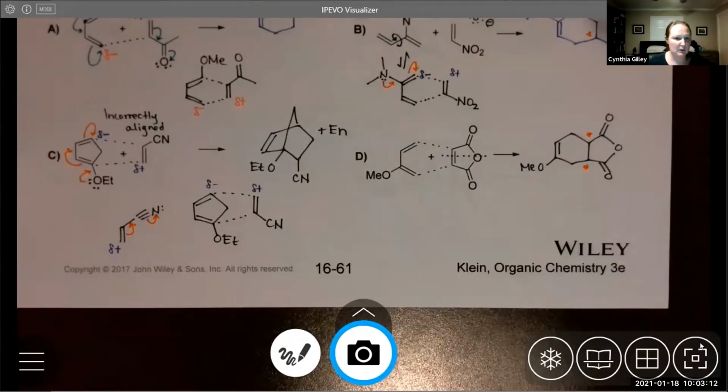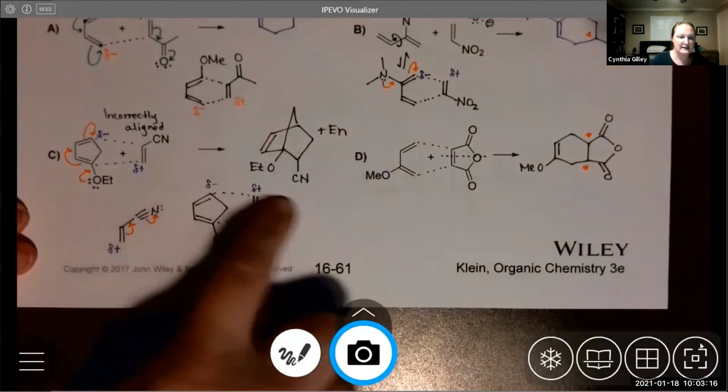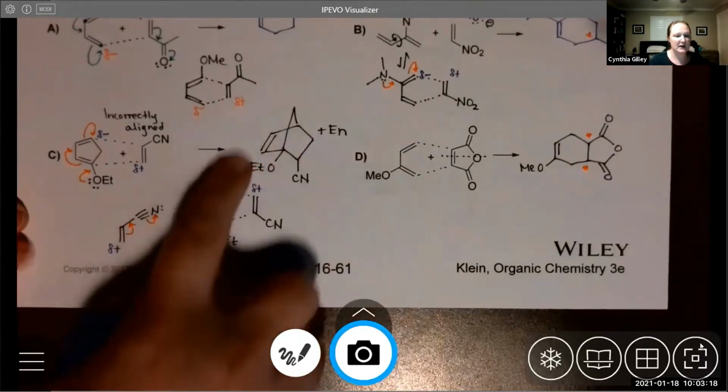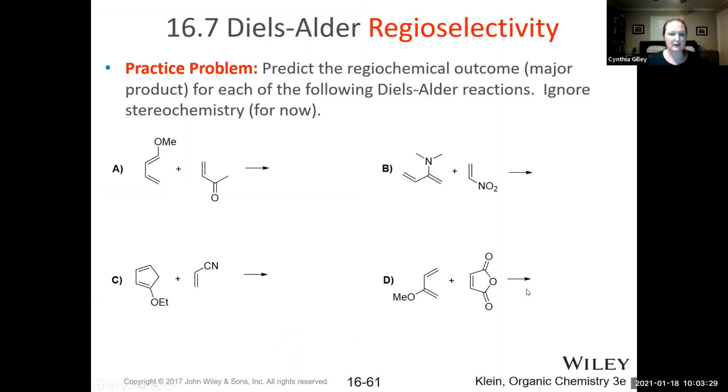Okay, the only one that really included stereochemistry is this one, and that's because we had already talked about the endo and exo positioning in a previous example. The rest of it we will need to learn a little bit more about before we can include that information when we're predicting the product.